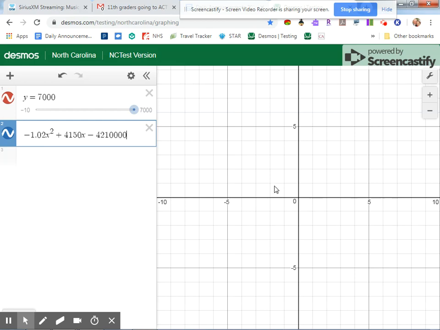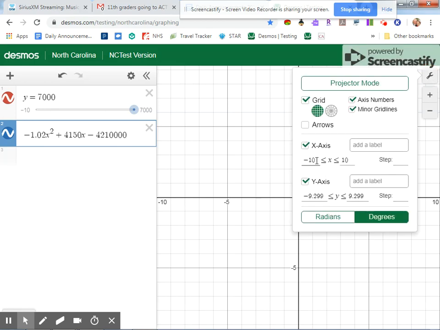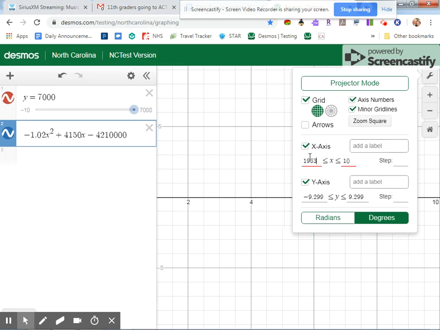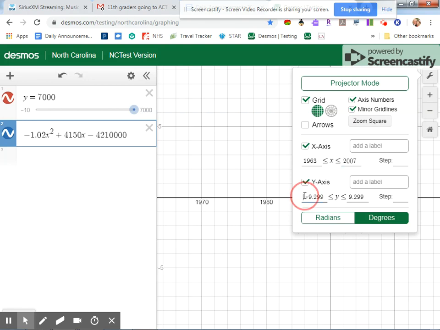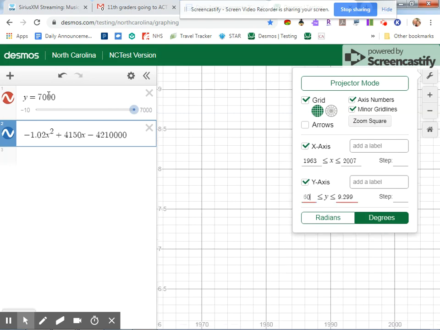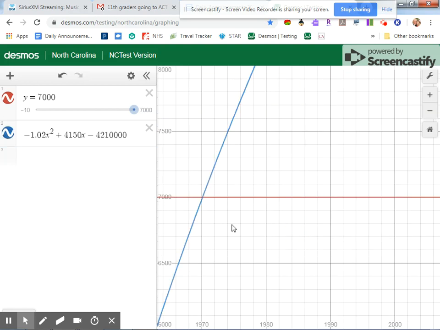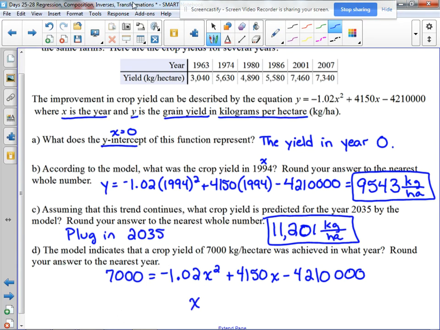Okay. So obviously I can't see anything because it's way out there. I'm going to fix my scale because remember we're talking about years here. So I'm going to start with the years that they gave me: 1963 to 2007 for my x's. For my y's, I'm looking for where it crosses 7,000. So I'm going to go 6,000 to 8,000. And there my graph appears, so I can see where they intersect, and that tells me 1970. 1970 is the prediction here.